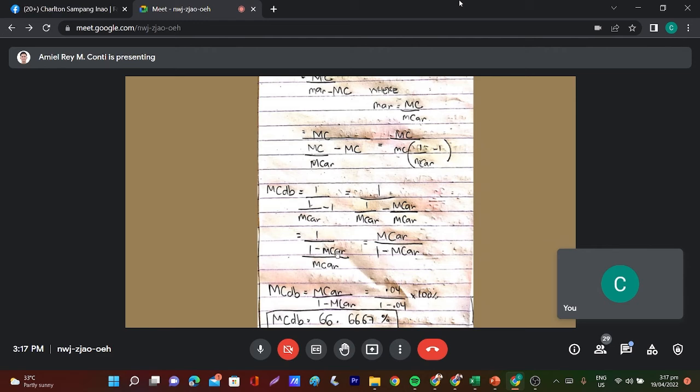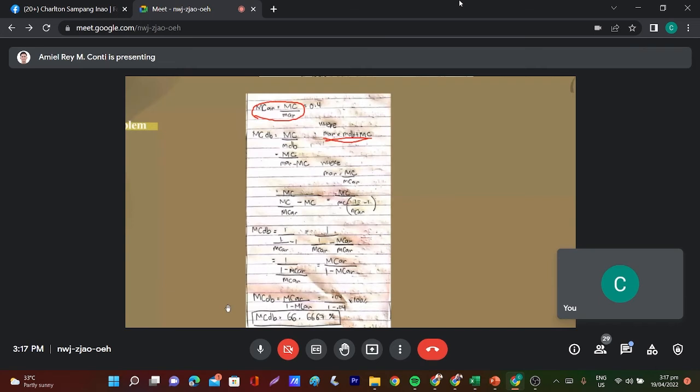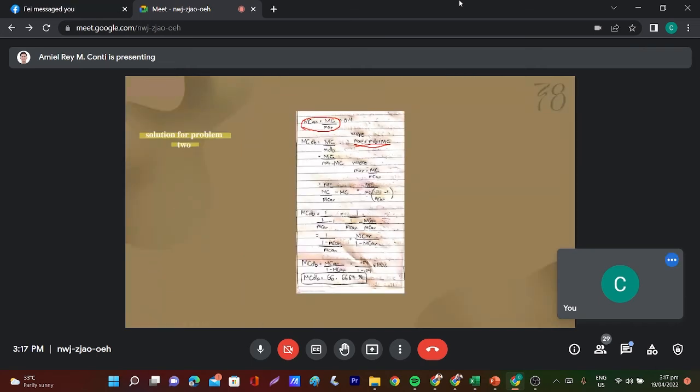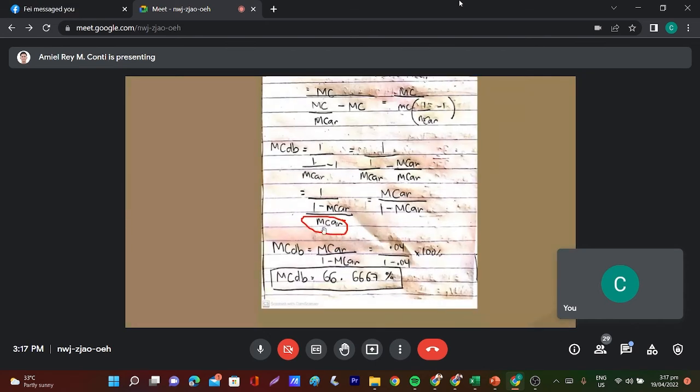You want yung moisture content. Wait lang. Then, ito, ilalagay, pwede siyang ilipat sa numerator. Sa pinaka-numerator, hindi siya yung nasa numerator sa denominator. Sa pinaka-numerator talaga, doon natin siya ilalagay. So, moisture content as received over 1 minus moisture content as received.